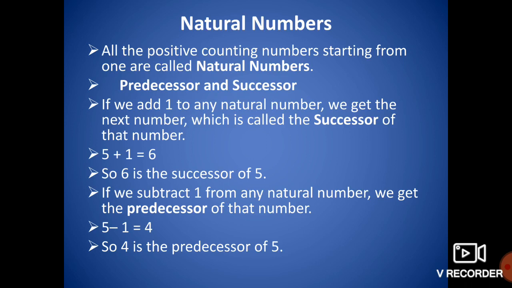Similarly, if we subtract 1 from any natural number, we get the predecessor of that number. So 5 minus 1 is equal to 4. So 4 is the predecessor of 5. This is how we find predecessor and successor. But in natural numbers, there is no predecessor for 1, because 1 minus 1 is 0, but 0 is not a natural number.